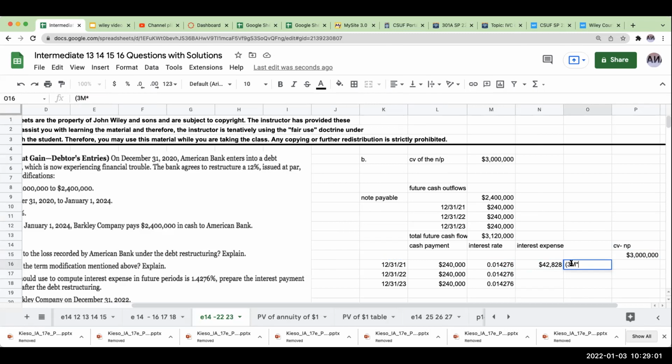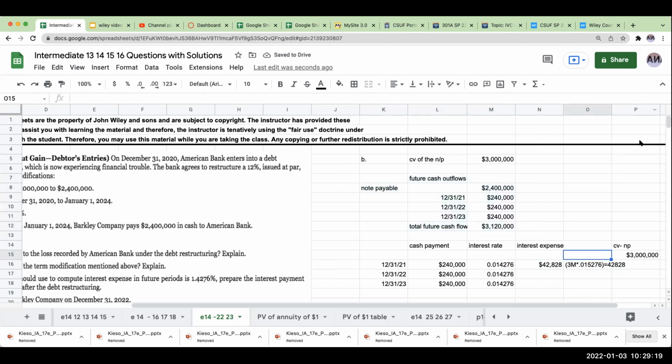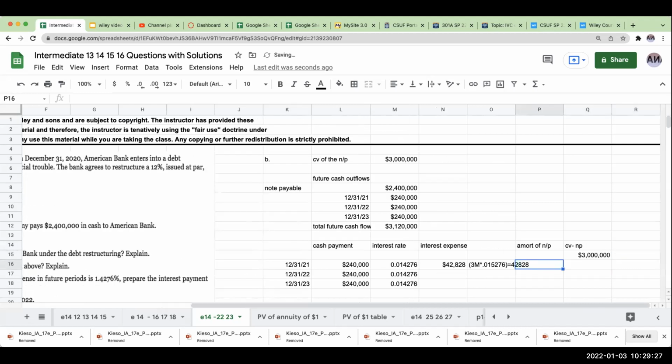Now let's just write this up. So 3 million times 0.014276 equals 42,828. Okay, so the difference between the cash payment and the interest expense is going to be the amortization of this note payable. So my carrying value at the end of the period is going to be 3 million minus 197,712.